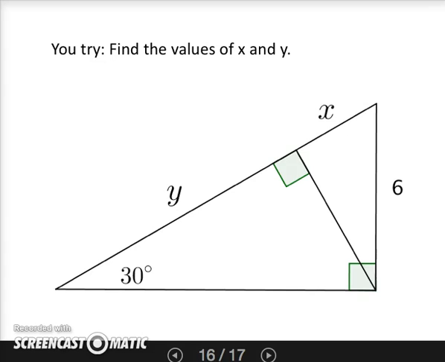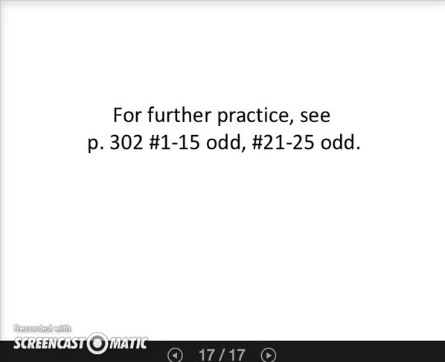Okay, you try one. Find the values of x and y here. For further practice with this, see page 302, numbers 1 to 15 odd, and numbers 21 to 25 odd.